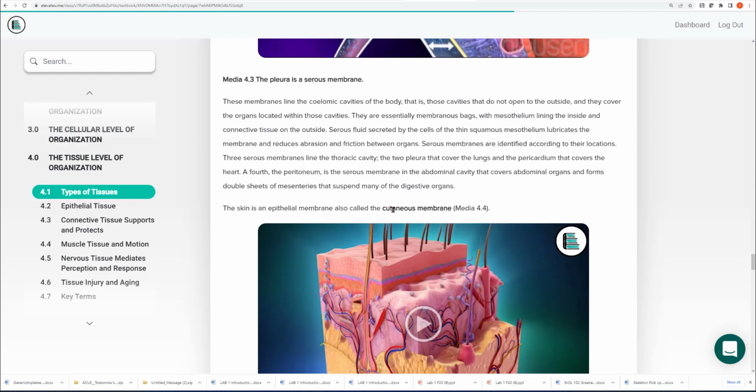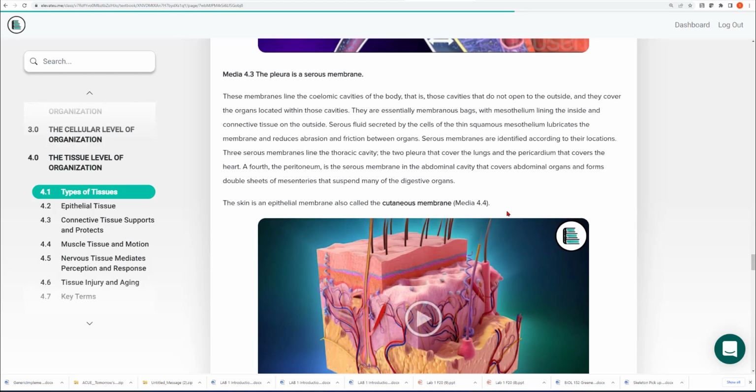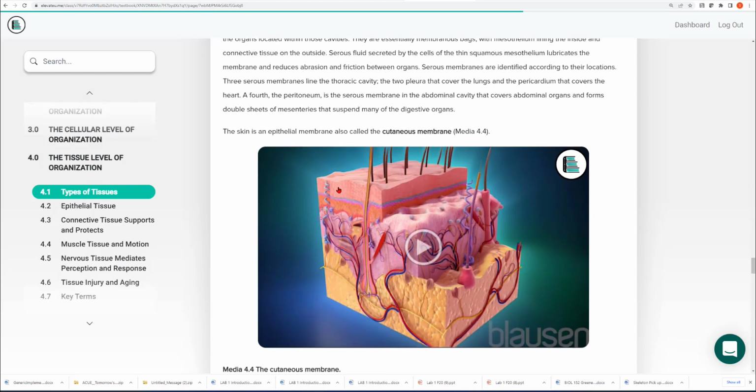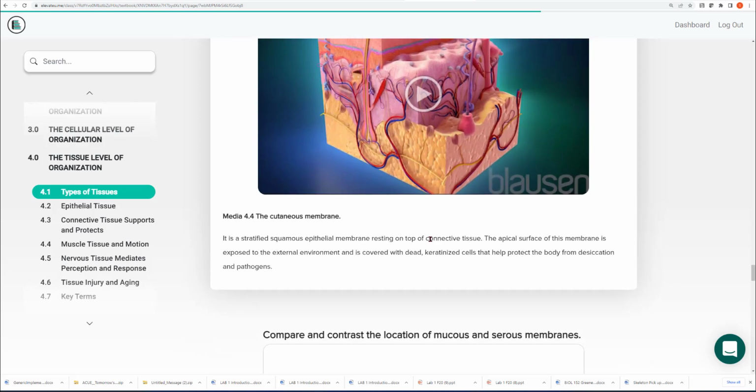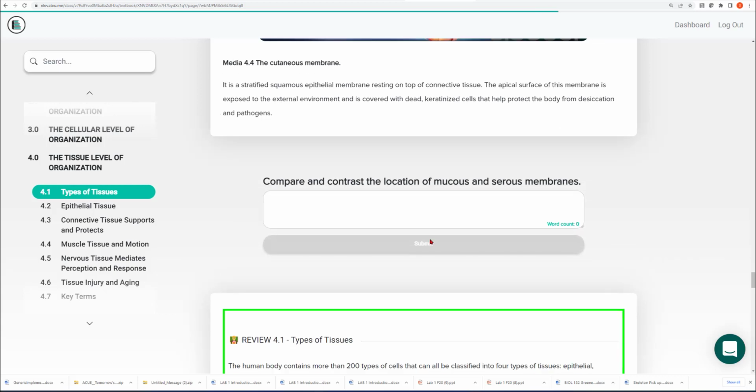And then finally, the skin is the cutaneous membrane, and you know from lab already that the outer layer of the skin is composed of stratified squamous keratinized epithelium. So that helps to produce the cutaneous membrane. Now below the epidermis, there's the dermis, and that dermis is connective tissue. So those are the four different types of membranes.